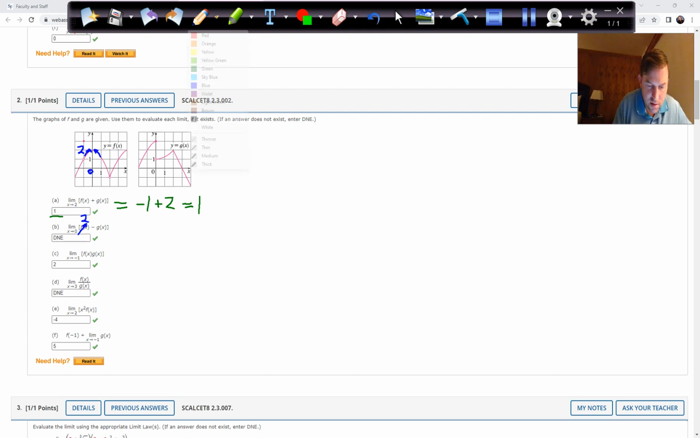G of x, we're approaching 0. From the left, it's approaching 1, 2, 3. From the right, it's approaching 1. Since these are approaching 2 different numbers, this limit itself does not exist. So f was okay, it approached one single number, but g, as I'm going towards 0, left or right, one side's approaching +3, one side's approaching 1. Those are 2 different numbers, so we'd say the whole limit does not exist.